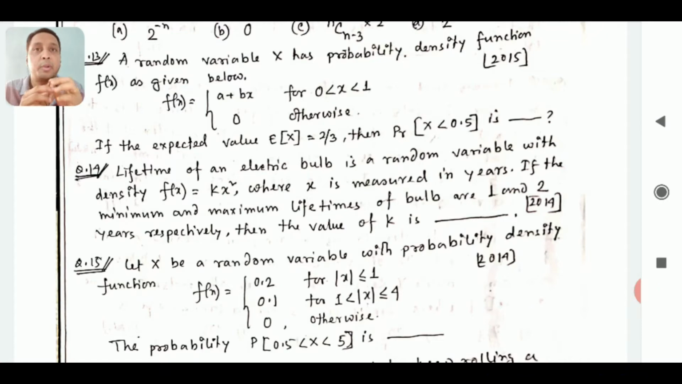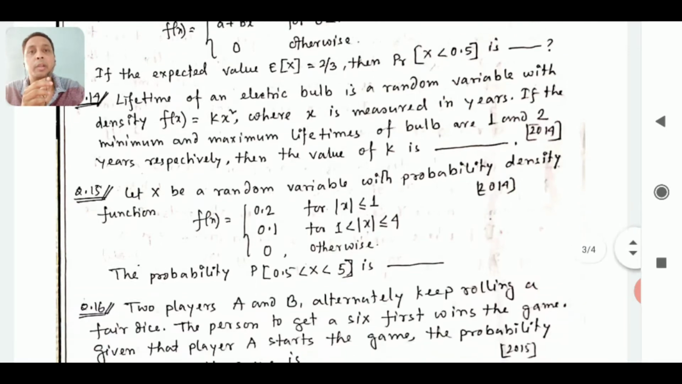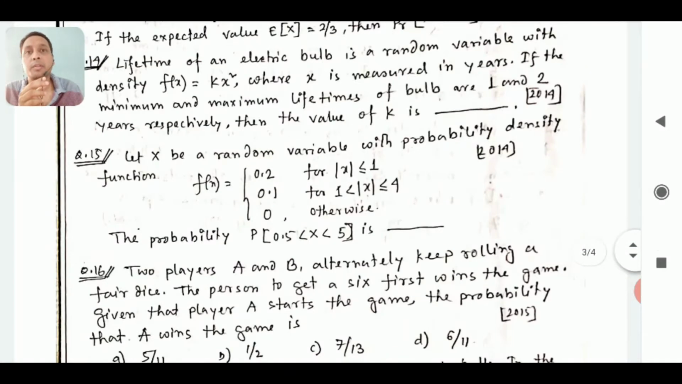Okay students, welcome to lecture 4 of this GATE probability series, engineering math probability series. Today I have taken again 4 questions, question number 13, 14, 15, 16. Okay, then let's try to solve it.